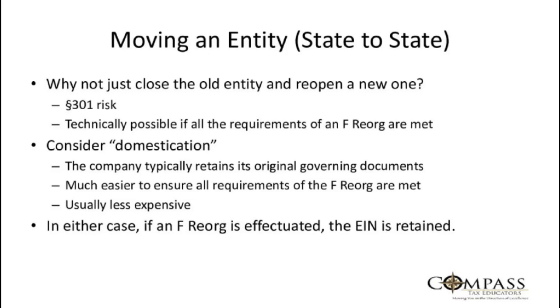So it's easier to make sure you're meeting those requirements, and it's usually less expensive because now you don't have to hire an attorney and pay them $5,000-6,000+ to form a new entity that exactly matches your old provisions. You're just paying the attorney to do the research to see what the domestication process looks like from state to state, and it makes things a heck of a lot easier. But you could theoretically close the old corp, reopen the new corp, and just make sure that you meet all of the F reorganization requirements. And in either case, you'll have an F reorganization that is deemed to have been effectuated, and the corporation will retain that EIN, which is one of the major benefits of doing a transaction like this.